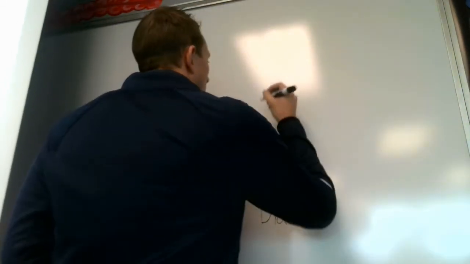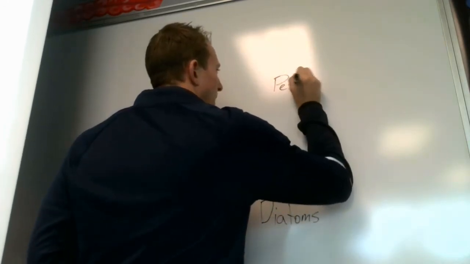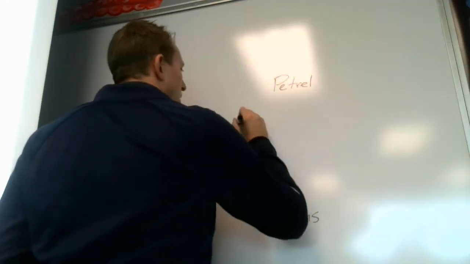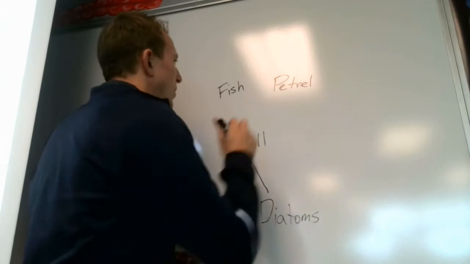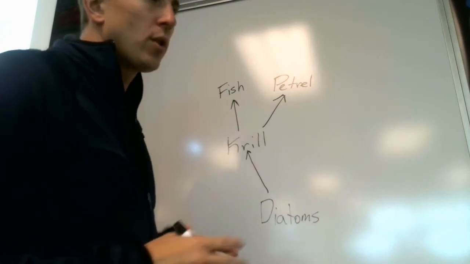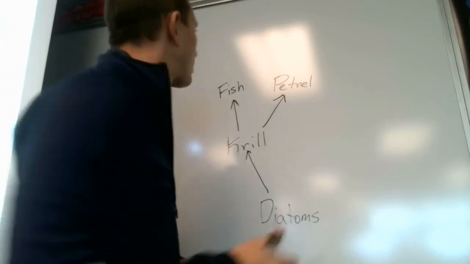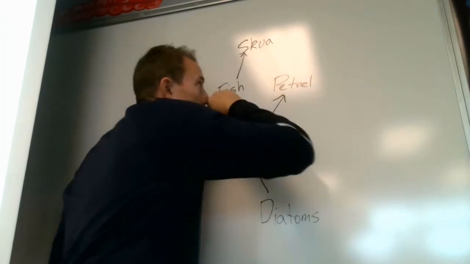Now let's say that we wanted to include the fish and the petrel here. Both the petrel and the fish are going to eat the krill. So we should be able to start to see how this pattern works. Then let's say that we wanted to also include the skua. The skua is going to eat the fish.